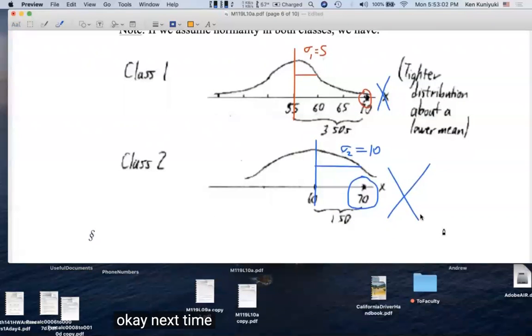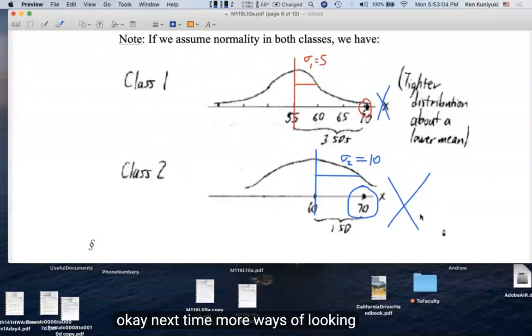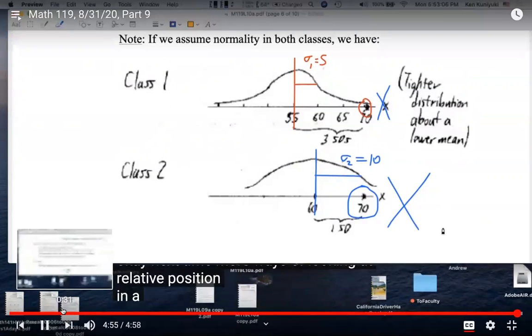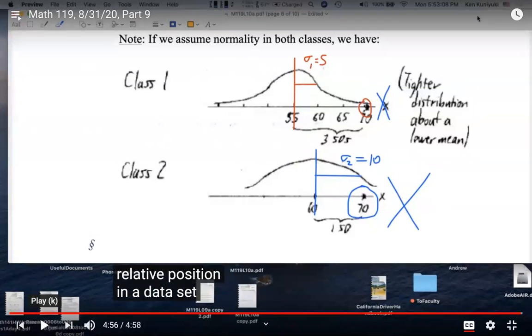Okay, next time, more ways of looking at relative position in a data set. So we'll extend this idea. Any questions? So that's why Z-scores are nice. It's a way of standardizing things. You have class 1, class 2, class 3. Maybe class 3 has a test of 1,000 points, right? Z-scores, it's a way of standardizing. It's like going from American dollars, Canadian dollars, all to the euro. All right.